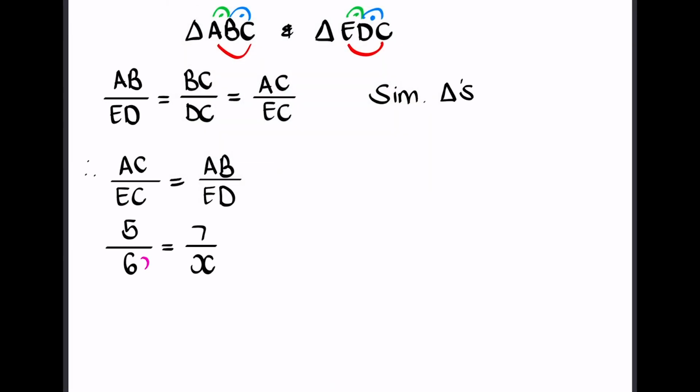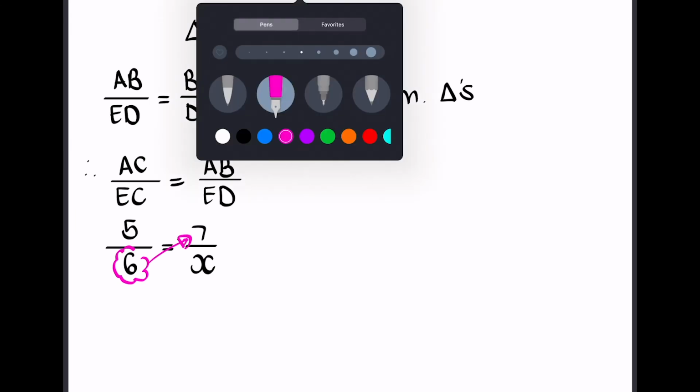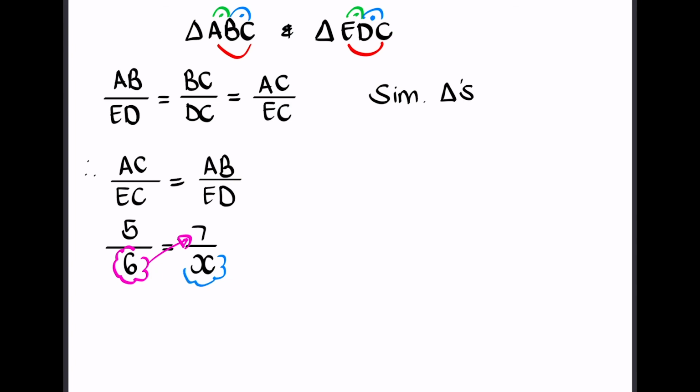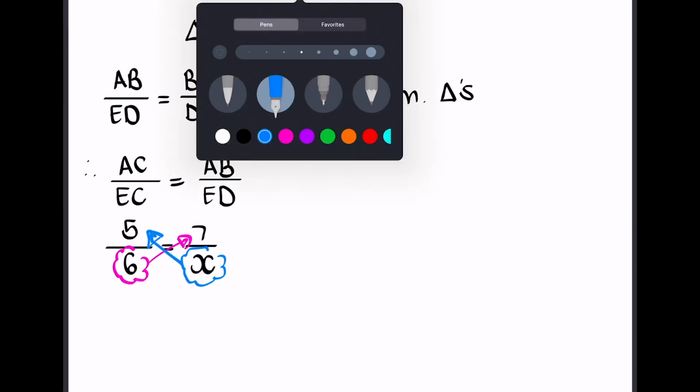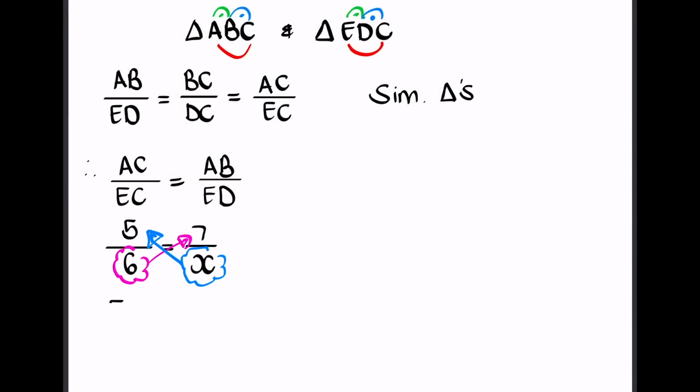So now I'm going to take the 6 from the bottom and multiply it with the 7 on the top. I'm going to take the x from the bottom and multiply it with the 5 at the top. So 5 times x is 5x, which is equal to 6 times 7. Now to get rid of the 5, I'm going to divide both sides by 5 to isolate the x. So therefore, x is equal to 42 over 5.